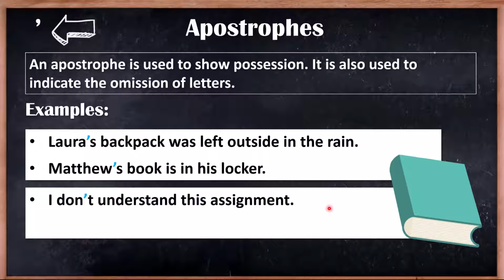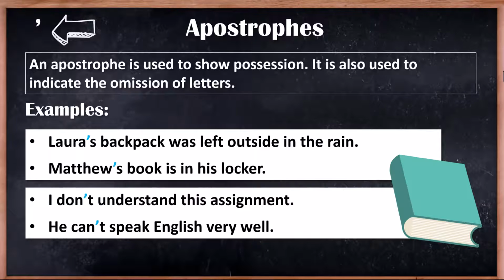Here's an example of an apostrophe used to form a contraction. I don't understand this assignment. Don't is a contraction for do not. I do not understand this assignment. But we make it shorter so it's easier to say with don't. We omit the letter O and push it all together. I don't understand. He can't speak English very well. And here we have omitted an N and an O and pushed cannot together into can't.